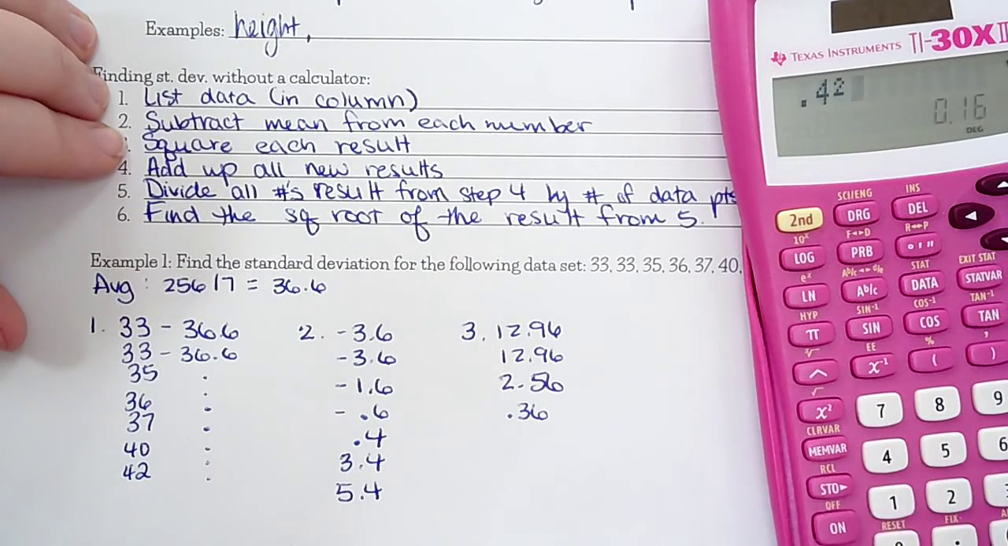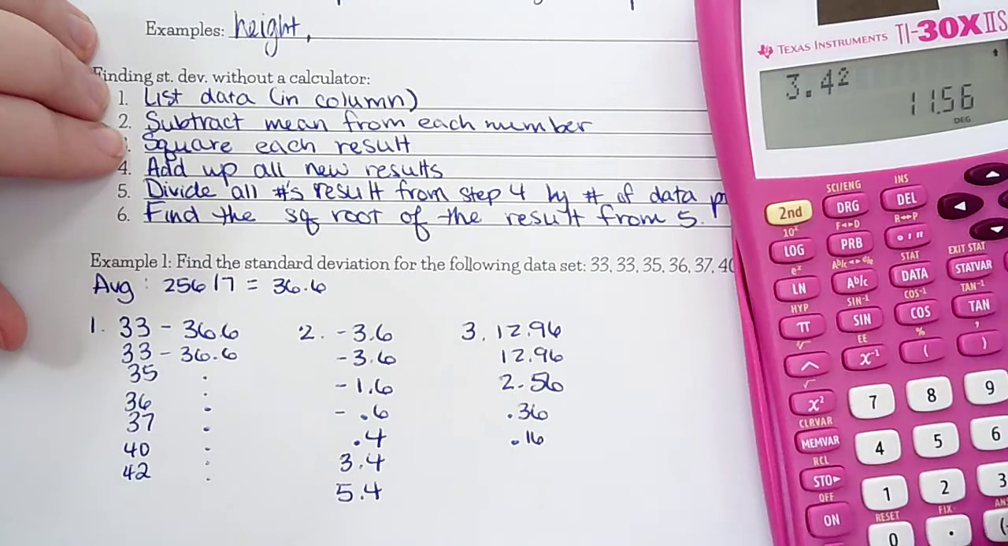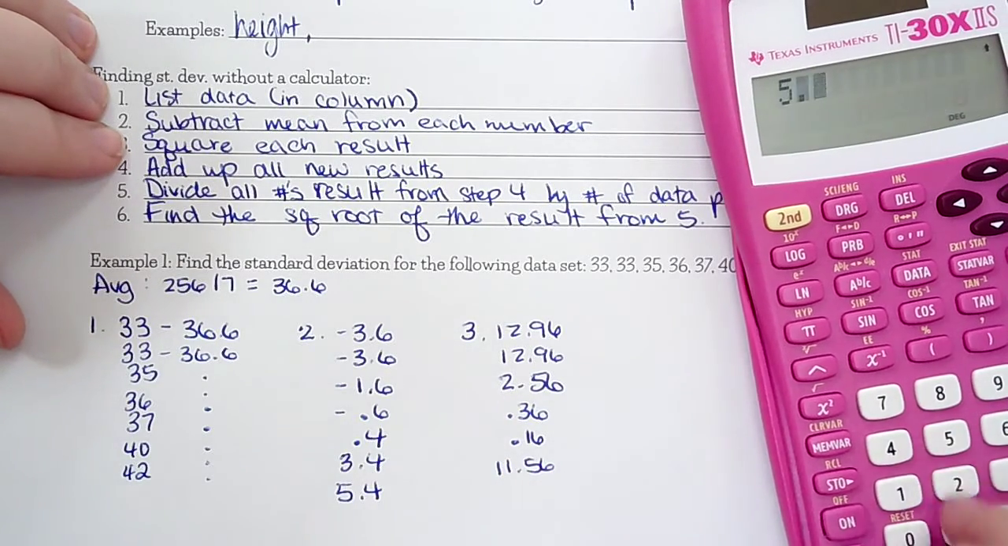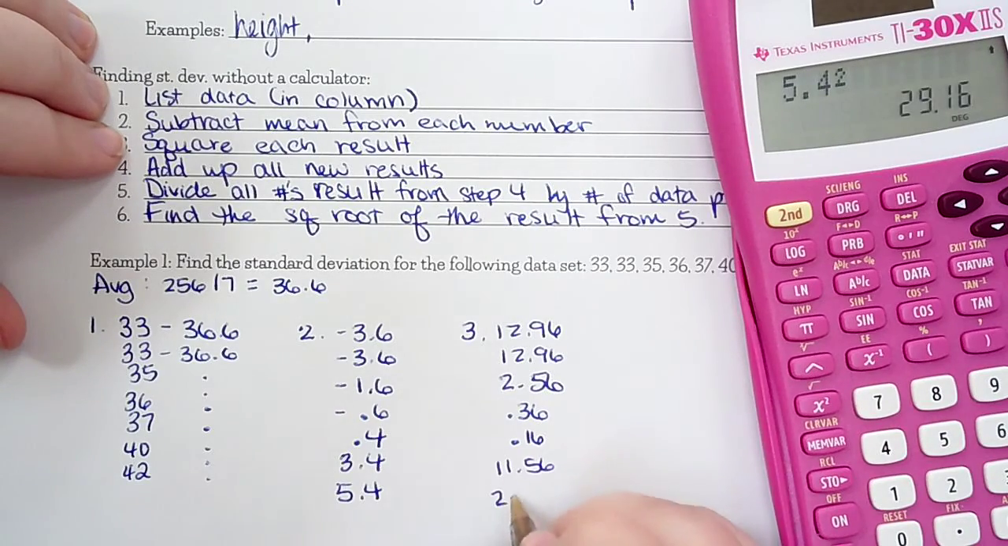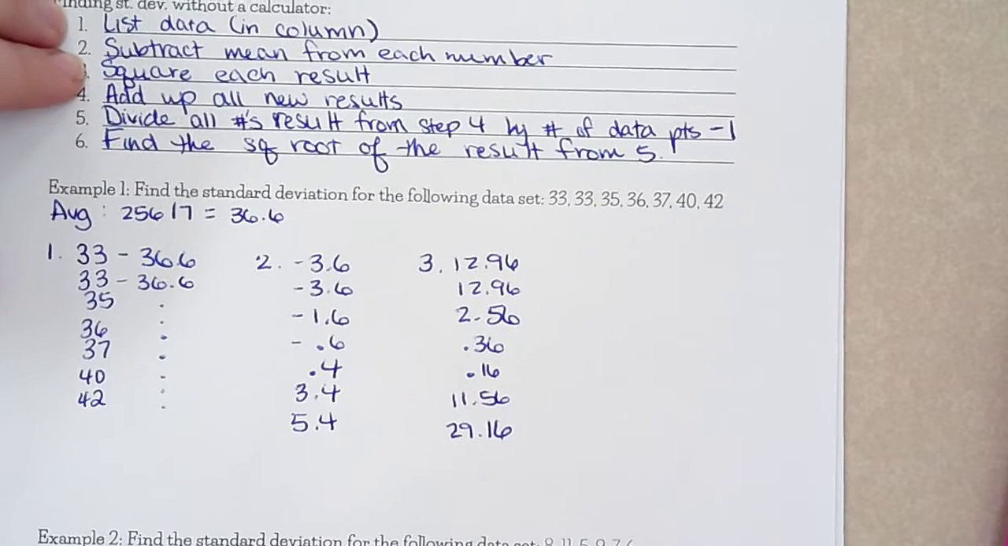0.36. 0.4 squared, 0.16. 3.4 squared, 11.56. And then 5.4 squared, 29.16. All right, third step done.